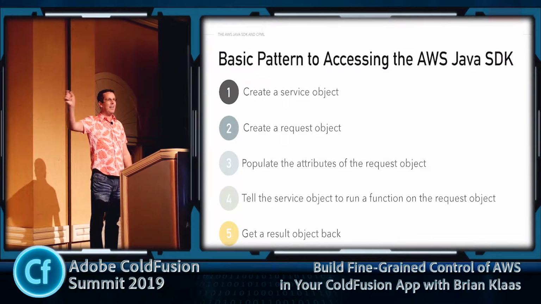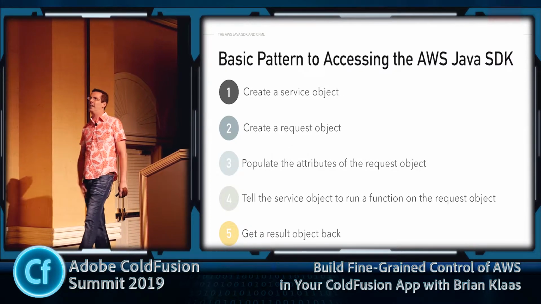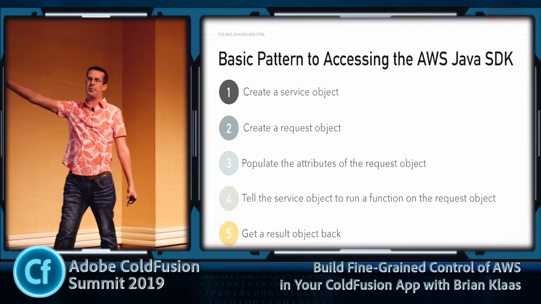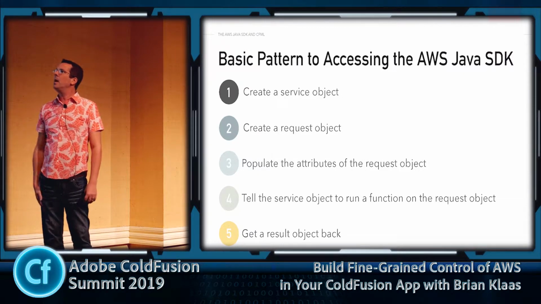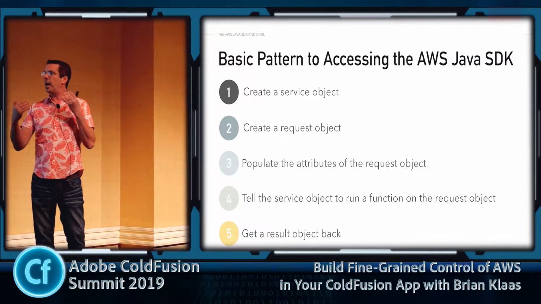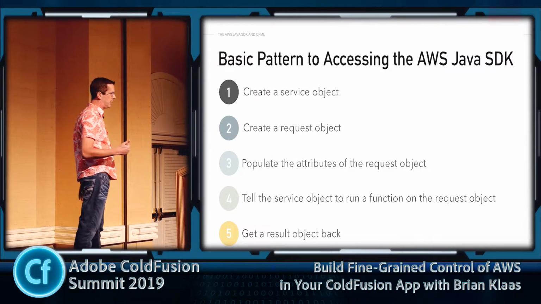Slightly simplified, less verbose because there's a CFML front end on top of the AWS Java SDK. But basically, the pattern is this. You create a service object. In this case, we're going to point to IAM. You create a request, populate the attributes of that request. You tell the service object to run a function on that request object, and you get a result object back.